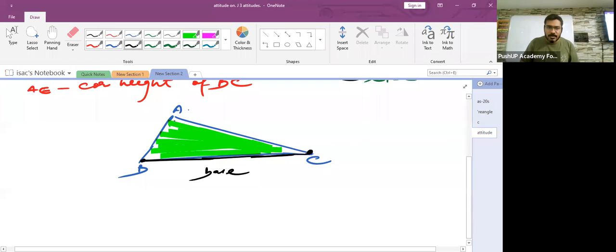If I ask you to draw the corresponding height of this triangle, how will you draw? From the opposite vertex A, I will draw a perpendicular line to side BC, isn't it? Imagine that line segment is AD.